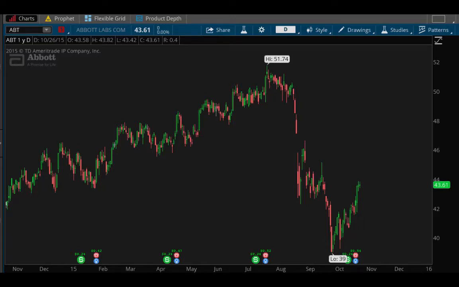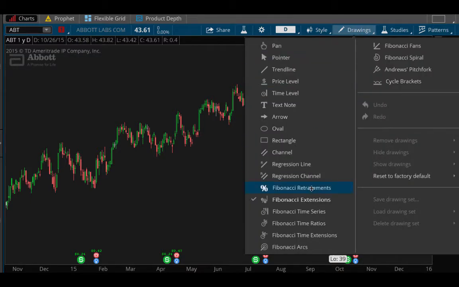In this lesson, I'm going to teach you about Fibonacci clusters. Here we have Abbott Labs, and I'm going to show you three things that you can do, pairing extensions, retracements, and projections together so that you can figure out when and where you want to get into a stock or an underlying. So let's start first with our retracement.